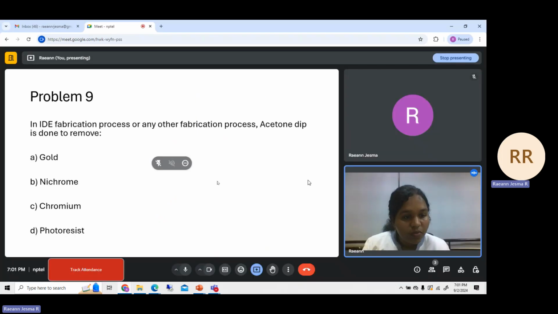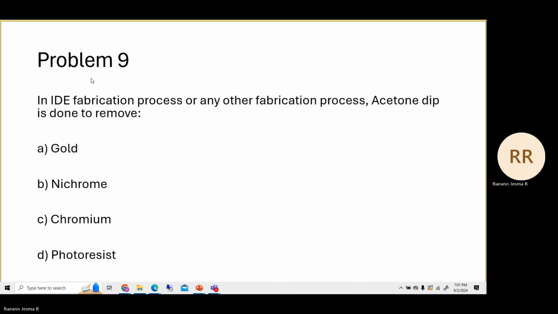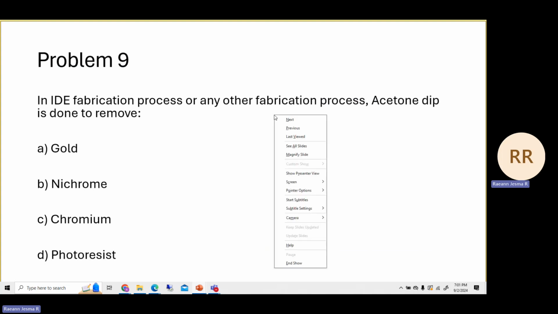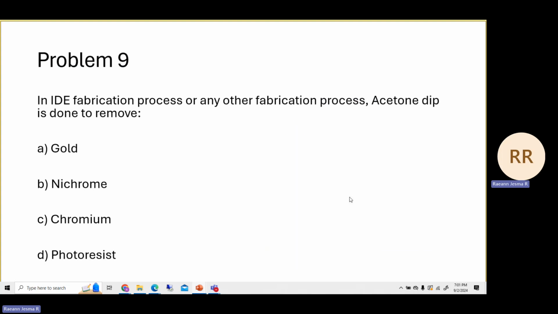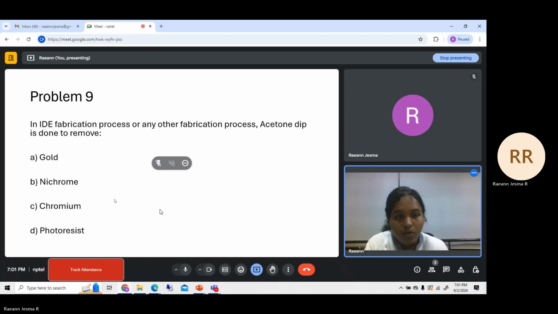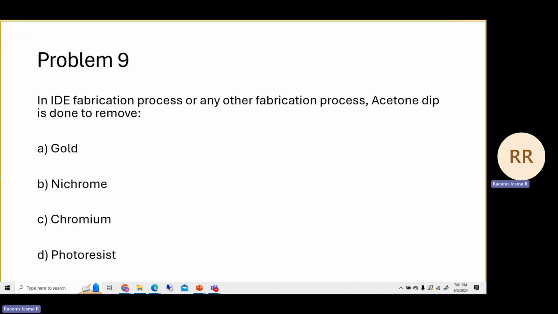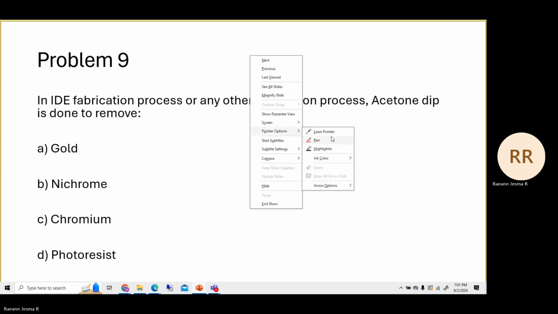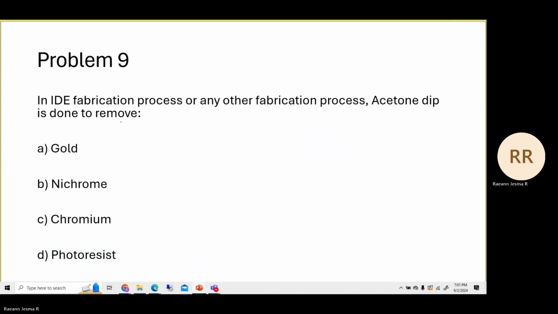Then we can move on to the next question. In IDE fabrication process or any other fabrication process, acetone dip is used to remove what? Option A is gold, B is nichrome, C is chromium, and D is photoresist.